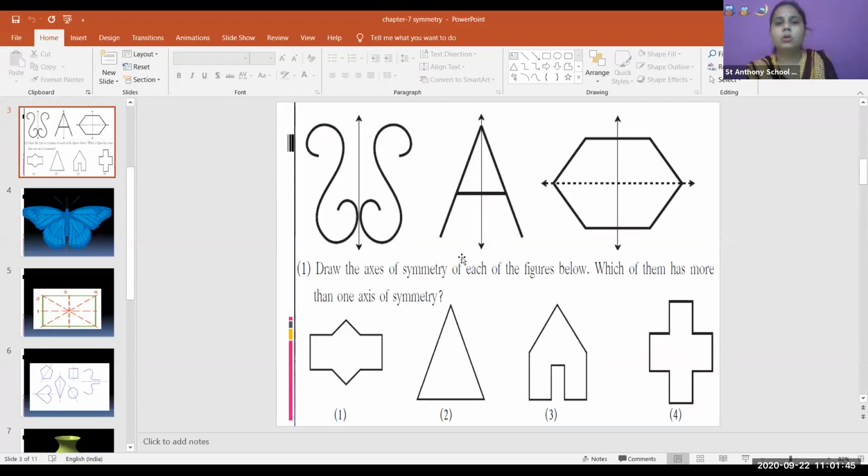Okay. So, draw the axis of symmetry of each of the figures below, or which of them has more than one axis of symmetry. Now, in this figure, if you can see this figure, this figure is having, wait a minute, student. Okay. So this figure, I think, is having more than one axis of symmetry.